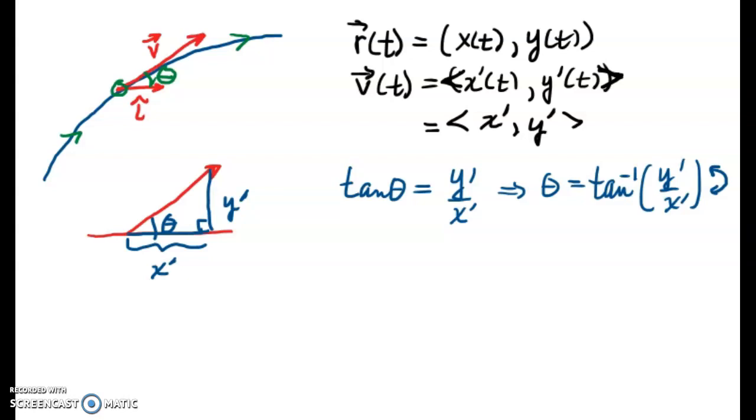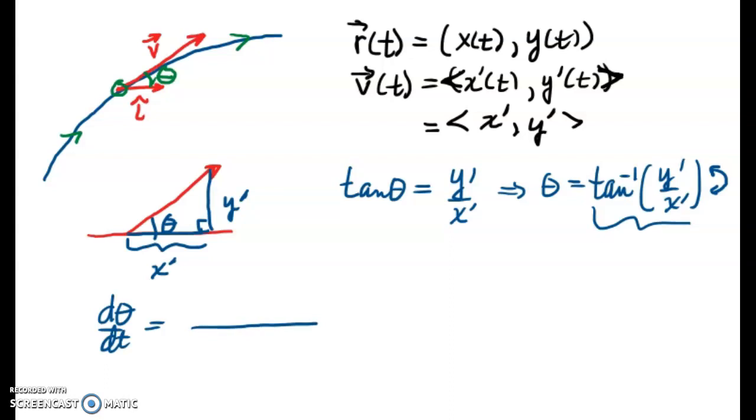Okay, so now let's take the derivative. We're looking for the rate of change in the direction of the tangent vector v. That's done in terms of the angle. So rate of change of angle is what we're looking for. So d theta dt. Okay, so first of all, we're taking the derivative of arctangent, the arctangent of y prime over x prime.